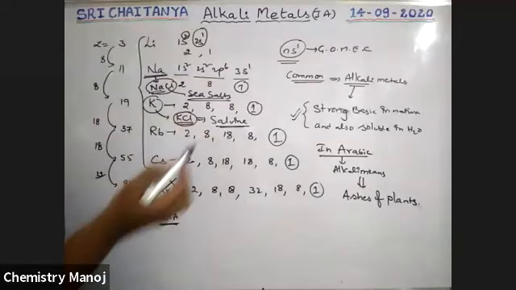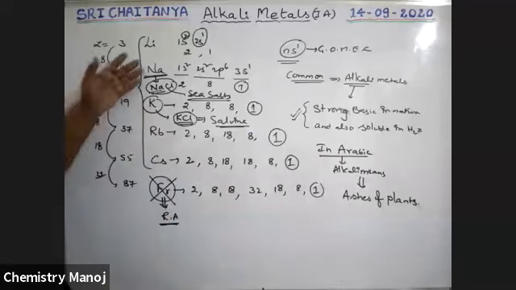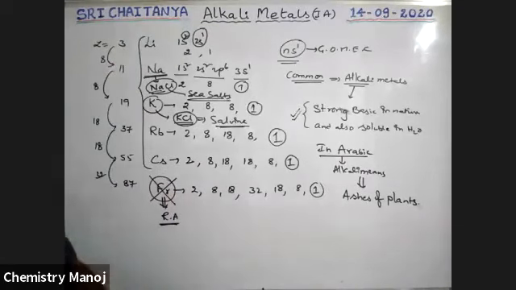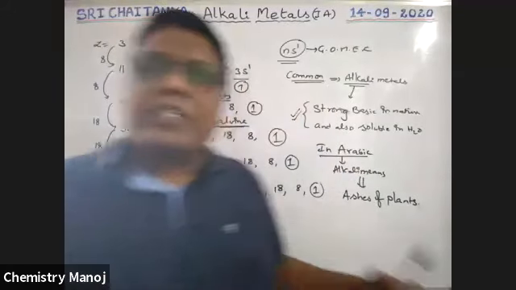Later we will discuss what the ores of these elements are. So now, the most abundant is sodium. The remaining are in lesser amounts in our earth. Okay. Next, what are the physical properties of these alkali metals? Physical properties, boys.